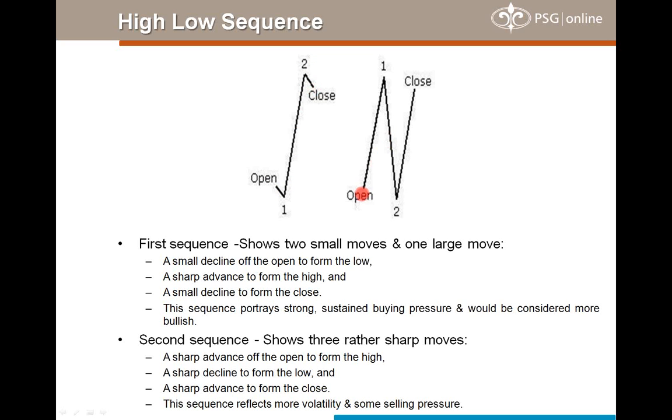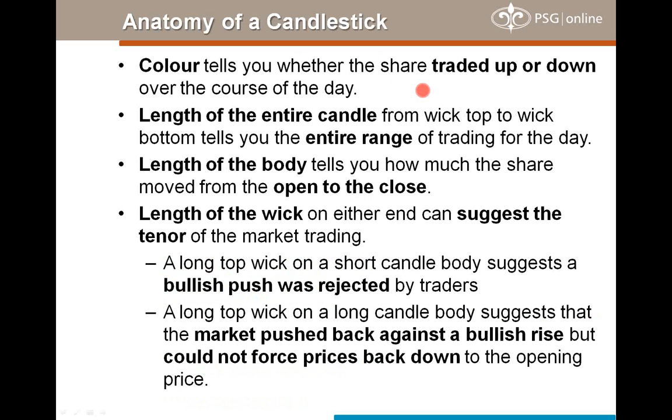In the second scenario, we had this open, we rallied up, and we came back, we made a low below our open, and we rallied up again and closed. Obviously, also quite descriptive. There's three moves in that scenario, but it also shows much more volatility and some selling pressure. Obviously, you can see the highs, lows, and open. As I say, the candlestick chart doesn't show you that sequence. That's one of the only disadvantages of a candlestick.